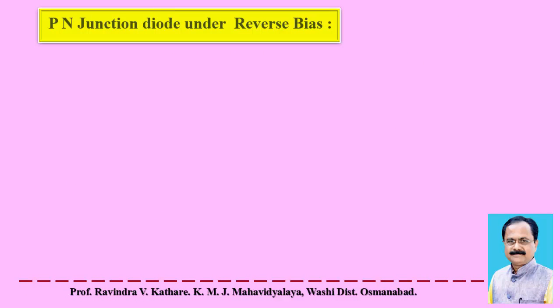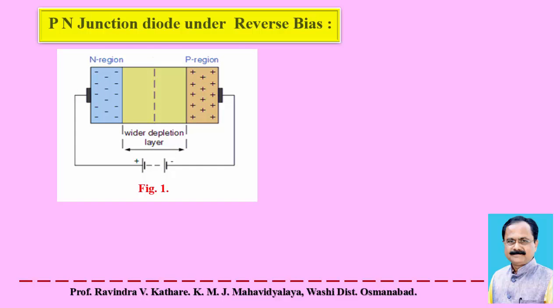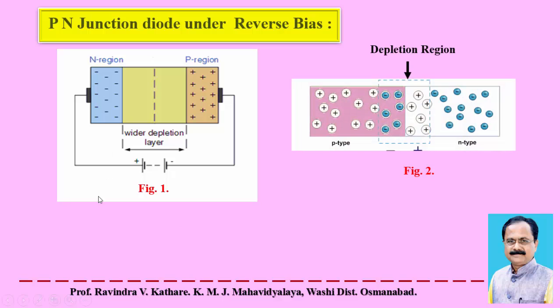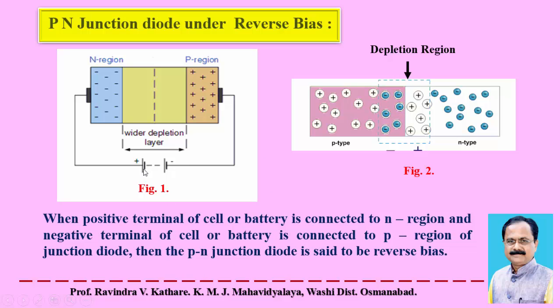In the second case, the p-n junction diode is in reverse bias. This figure 1 is the p-n junction diode connected in the reverse mode, and in this figure 2 there is no biasing across the p-n junction, so the depletion region is more. In figure 1, the cell or battery is connected across the p-n junction diode in the reverse mode.